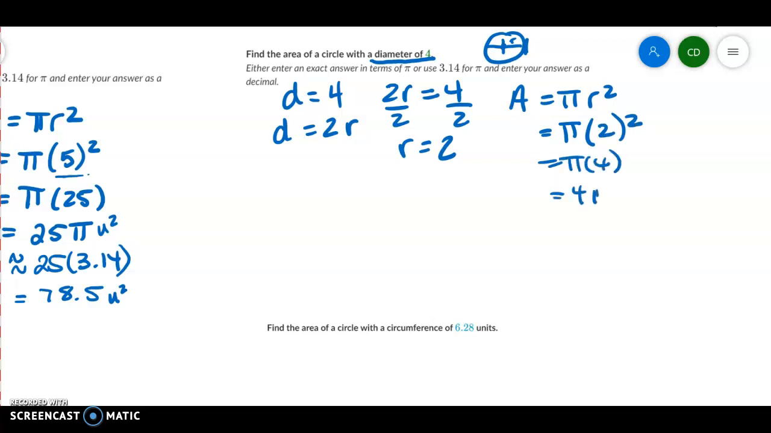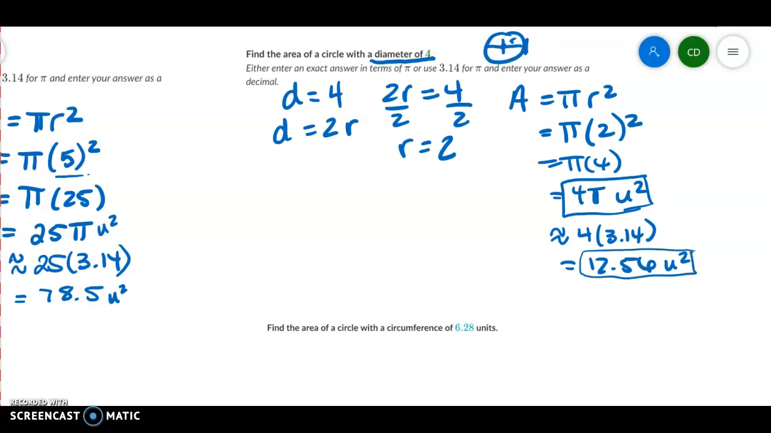And I could leave my answer as 4 pi, right? Perfectly good answer right there. Or if you wanted to, you could keep going and multiply pi by 4. Do 4 times 3.14, which is 12.56. So either of these should have been acceptable answers.